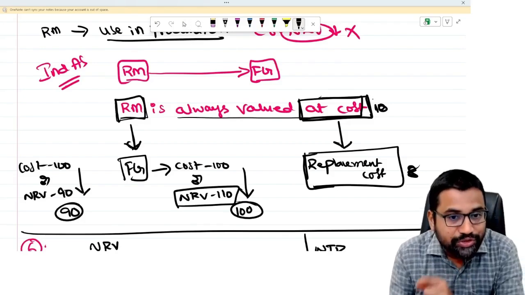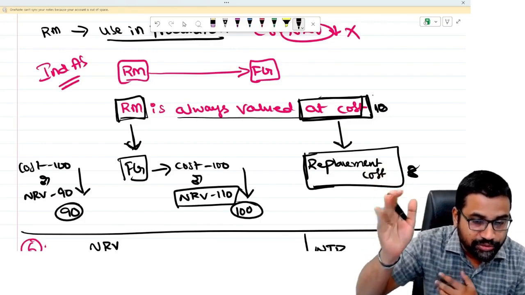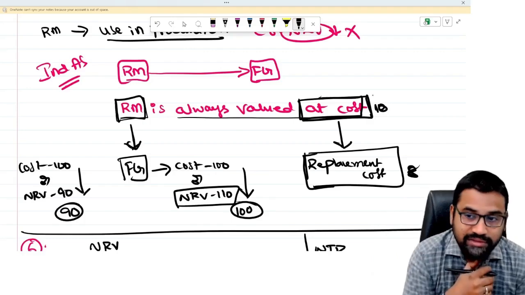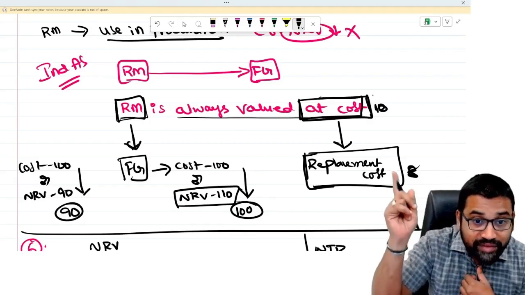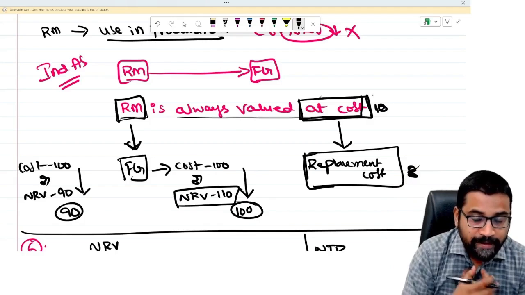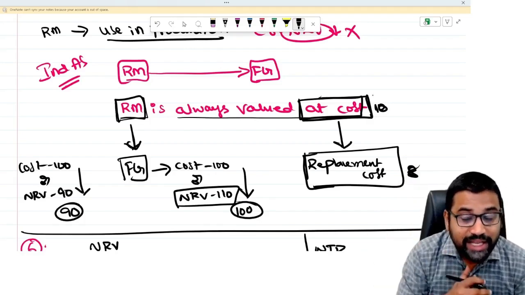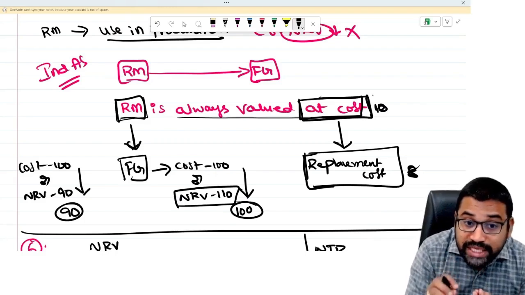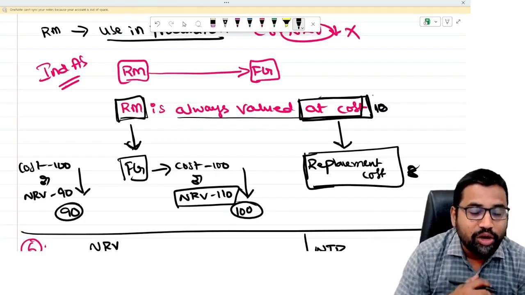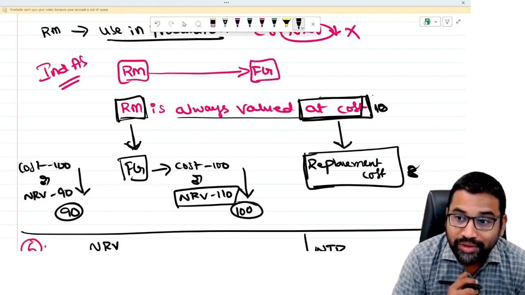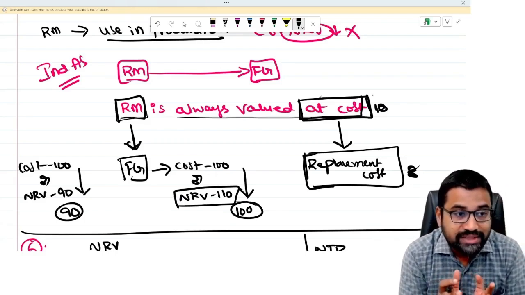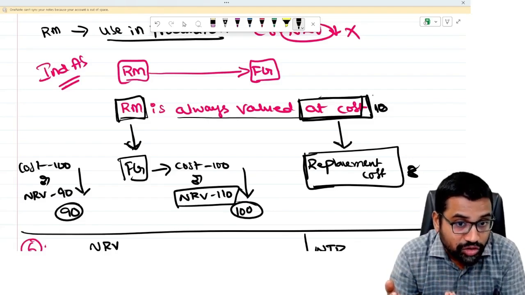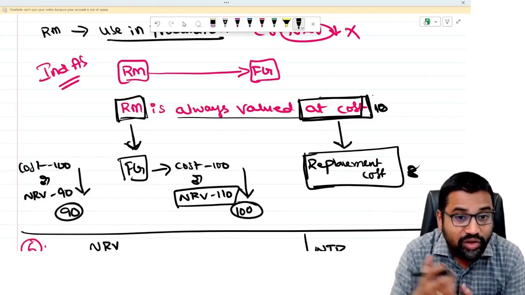Suppose you are using this raw material for a particular finished good. Now the finished good is sold, the sale value, NRV, is less than cost. That means the finished good is valued at NRV, because cost or NRV, whichever is lower. If the NRV is lower than the cost, you need to value them at NRV only, na? So cost or NRV, whichever is lower. Now if the finished good itself is valued below the cost, then raw material should also be brought down. Because when the finished goods demand falls, if the finished goods value falls down, obviously raw material value will also fall down.